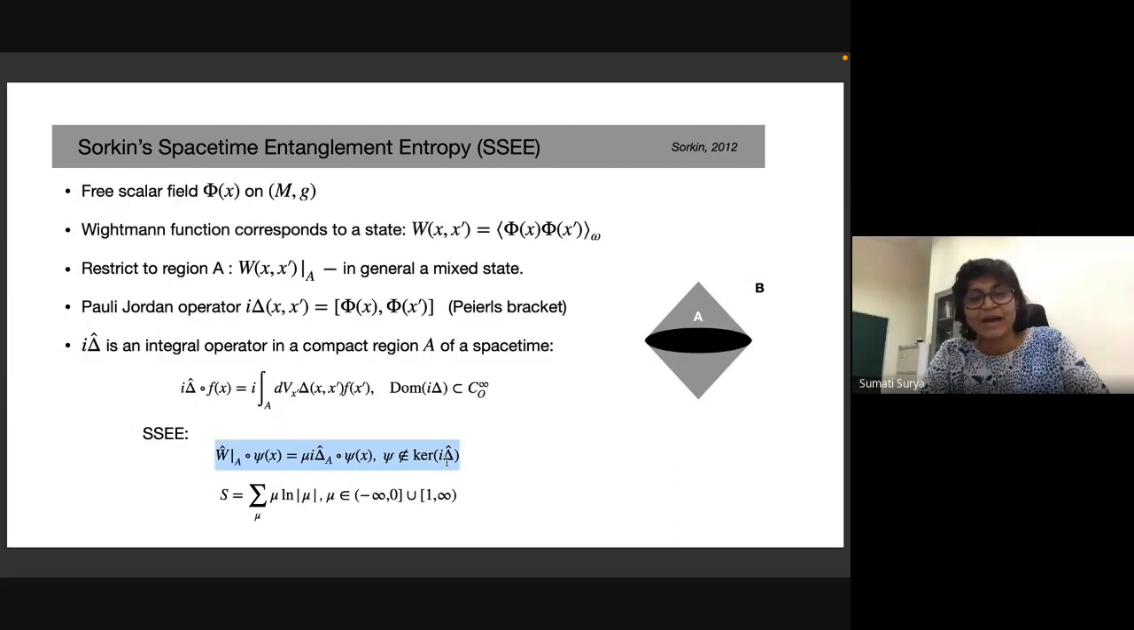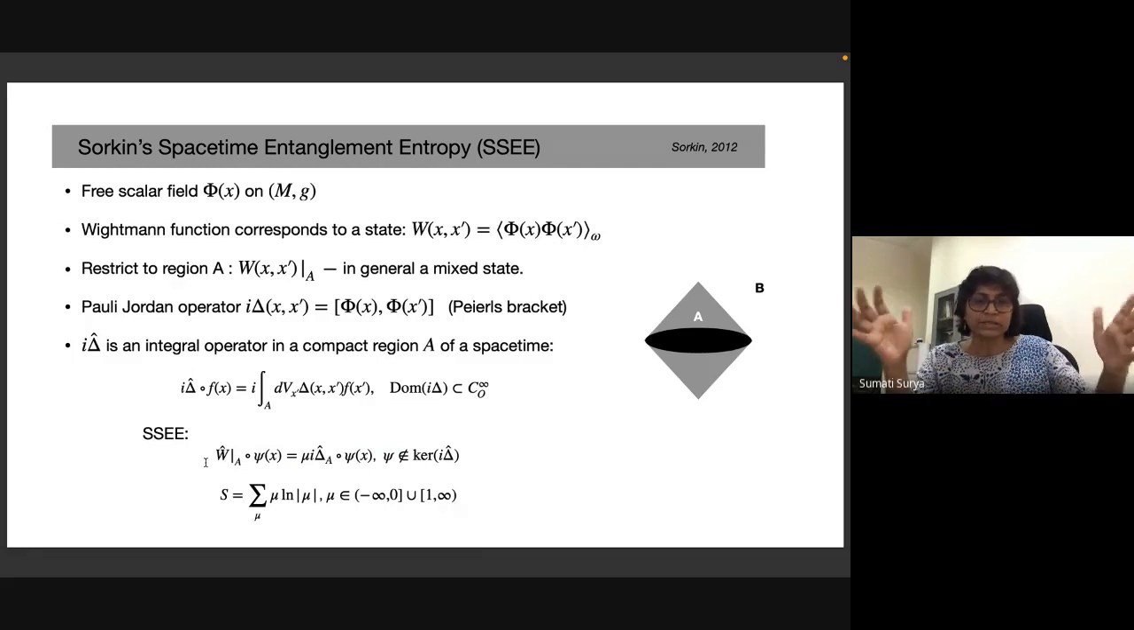Okay, great, thank you. So you have this generalized eigenvalue equation where you've taken the state W in the full space-time and restricted it to the region A. That's on the left side. And on the right side, you have the operator, which is only defined in A. It is a local operator, the Pauli-Jordan operator, in the sense that it's defined with respect to two points in A. And of course, now you're doing this convolution operation, which is defined over all of A. So they are integral operators.